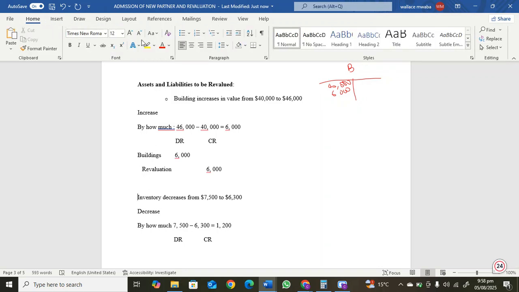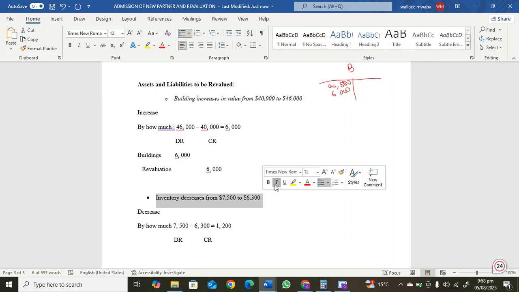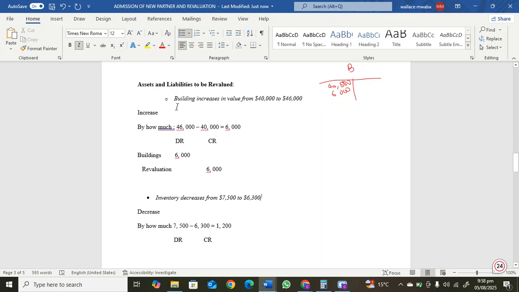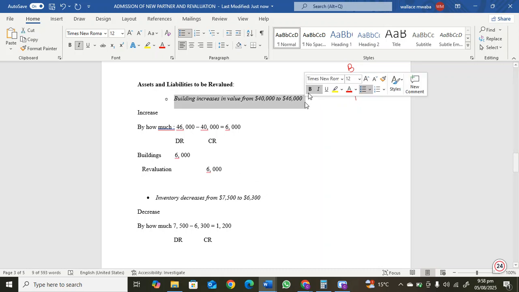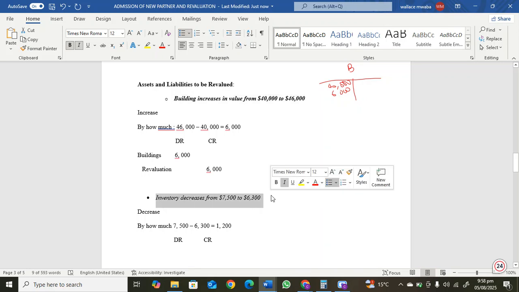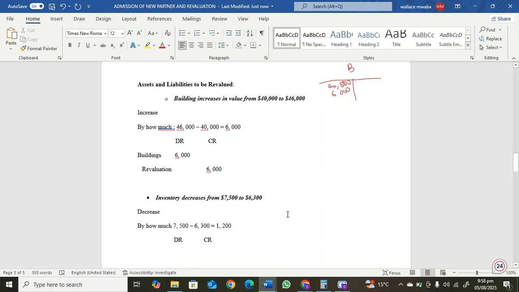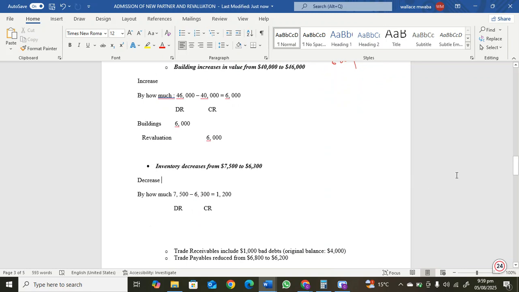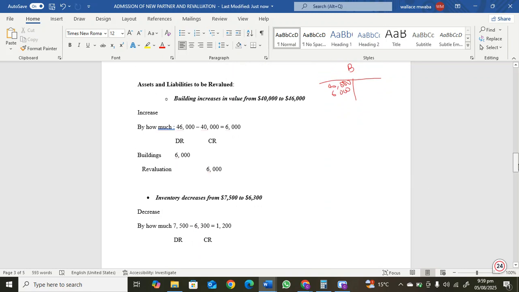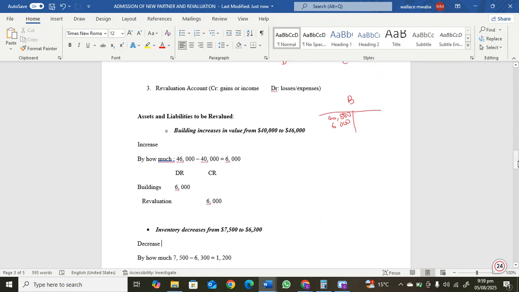So when there's a decrease in an asset, what do we do? Mr. Trevor, Madam Helen, Mr. Vincent, Mr. Chimonia. When there's a drop in the value of an asset, do we debit the asset or do we credit the asset?